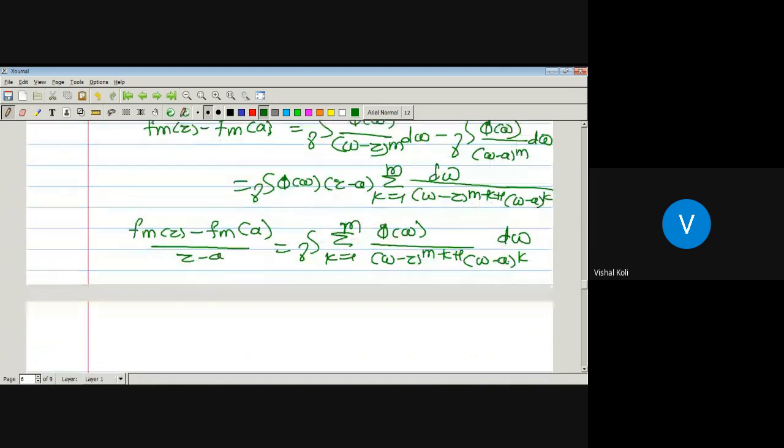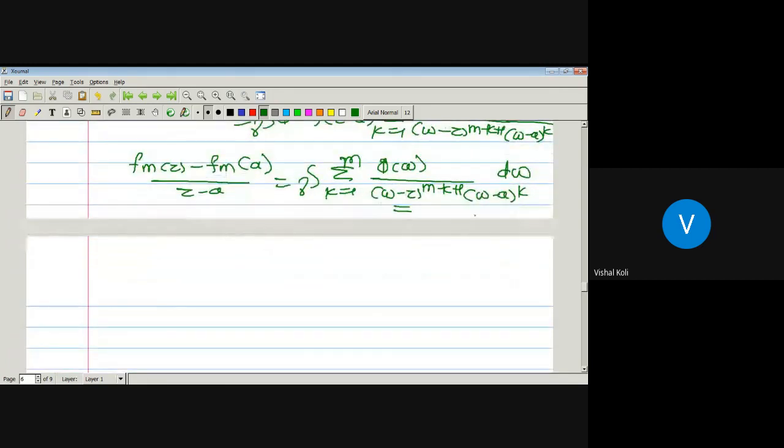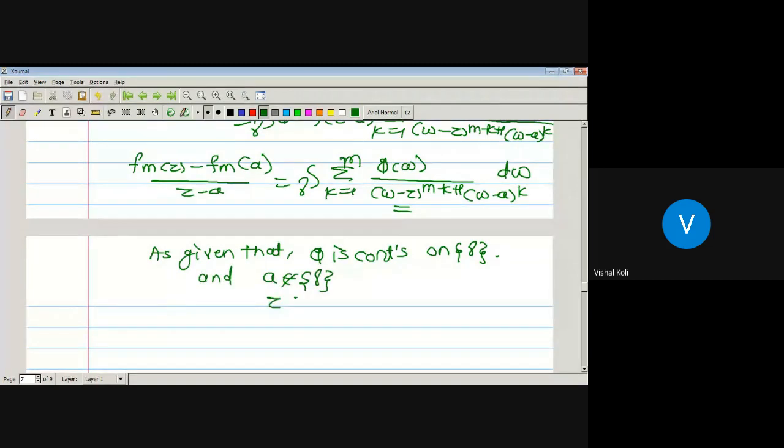Now we have to check whether this function that is inside the sum will be well defined or not. Okay, now as given that phi is continuous on the trace of gamma, and a is a point not belonging to the trace of gamma, z is a point which does not belong to the trace of gamma, and w is a point which belongs to the trace of gamma. Now tell me whether this function will be well defined or not.